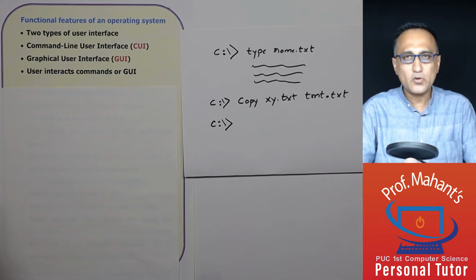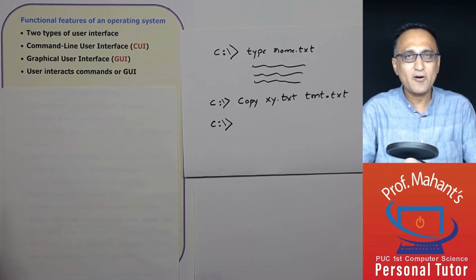We shall now talk about how users interact or get things done from an operating system. You are already familiar with one way. You use the mouse to click and get things done. For example, to delete, you'll click on that particular file, right click and press delete.